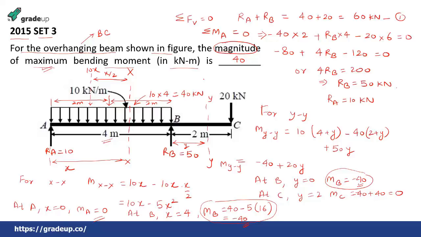If the maximum bending moment is asked, then you have to supply minus 40, because minus 40 and plus 40 make a big difference in the NET problems. So the answer for this is 40 magnitude and the position is at B. Next question.